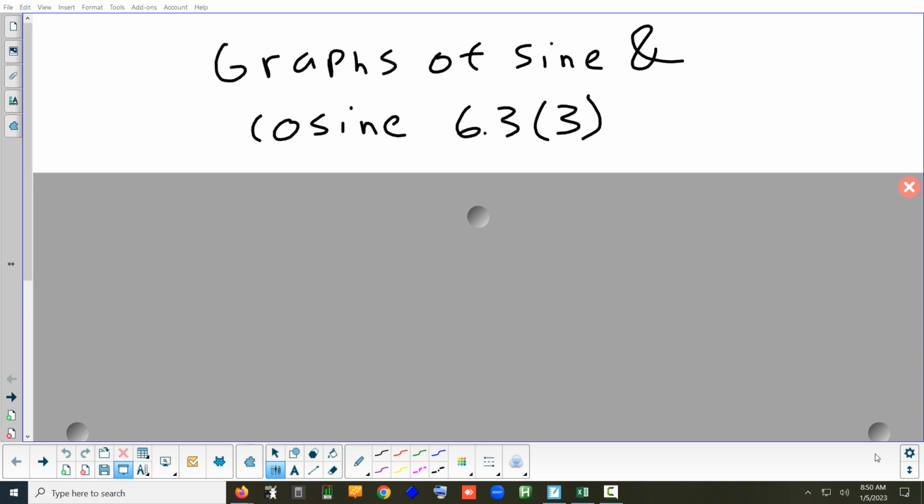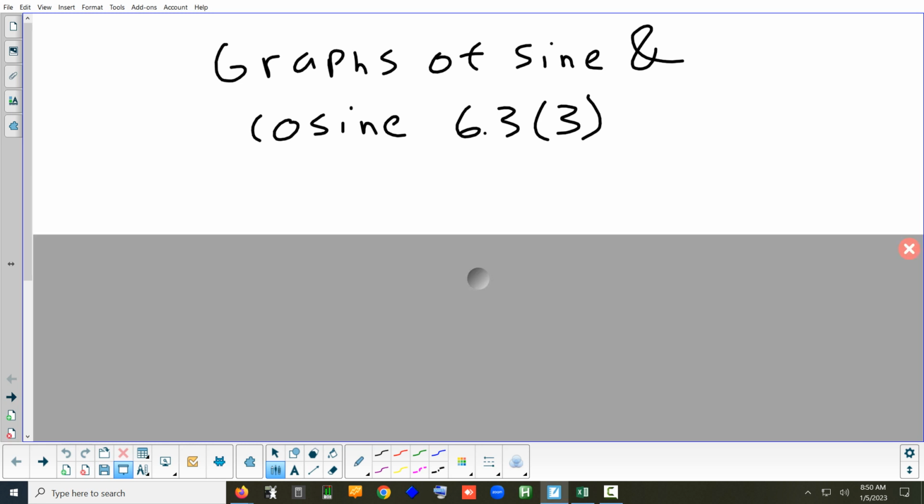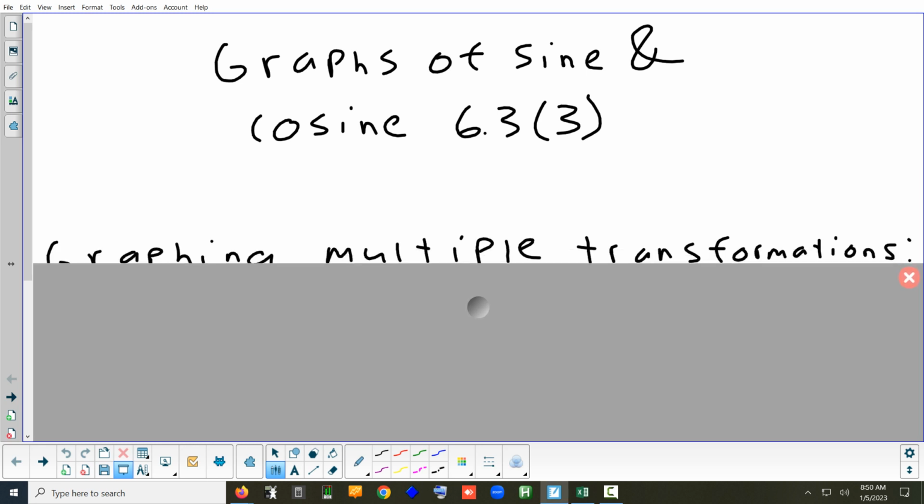Okay, so we're going to finish up section 6.3. We've looked at all the transformations individually now, the shifting and the stretching. Now we're gonna put it all together. So the order that we do the transformations in becomes important.